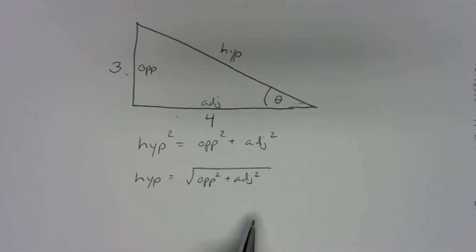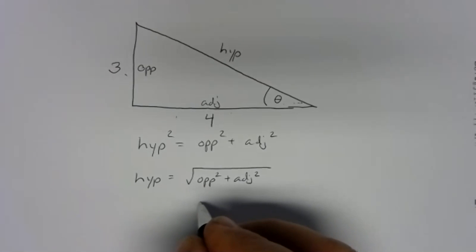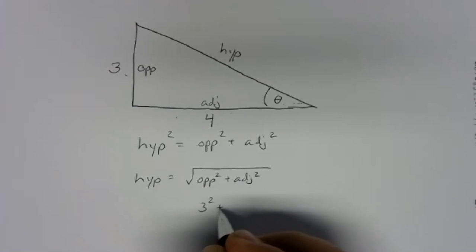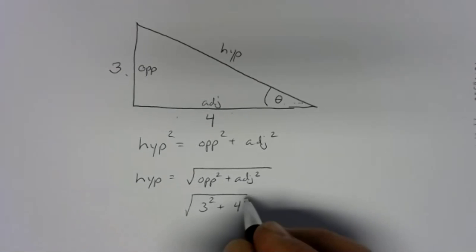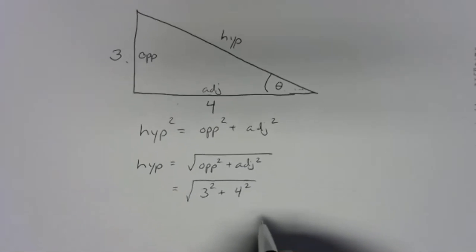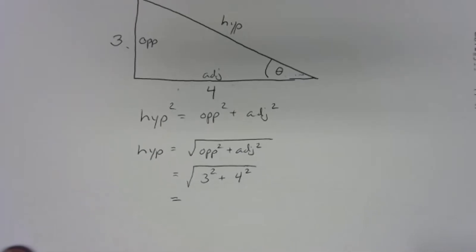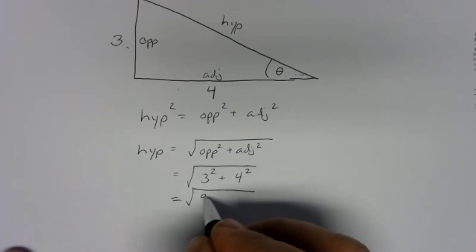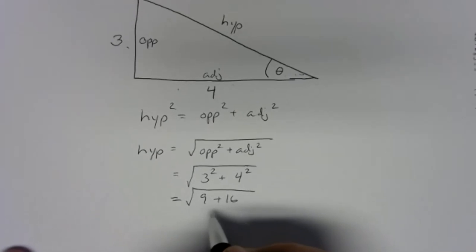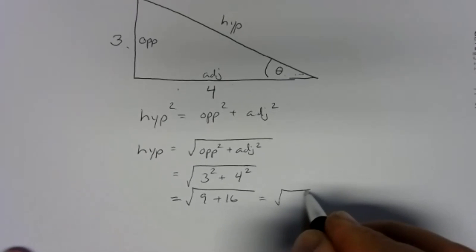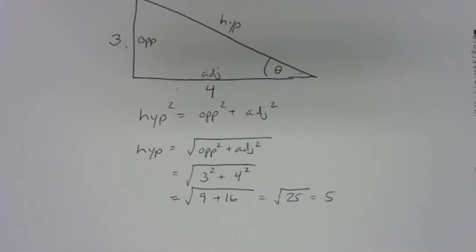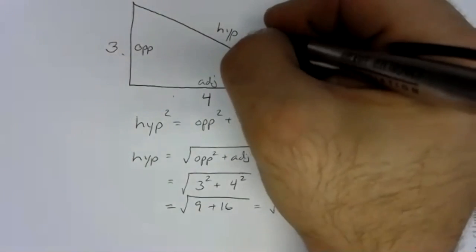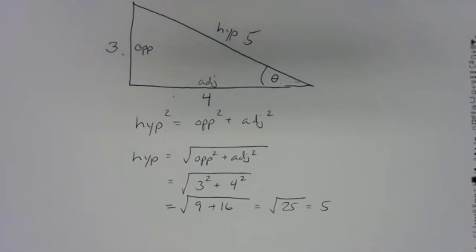So let's use it. Opposite side's 3, so I've got 3 squared. Adjacent side is 4, so I've got 4 squared. I'm going to take the square root of that. 3 squared is 9. 4 squared is 16. That's the square root of 25, which is 5. Now, I admit I knew that going in, since this is a Pythagorean triple.